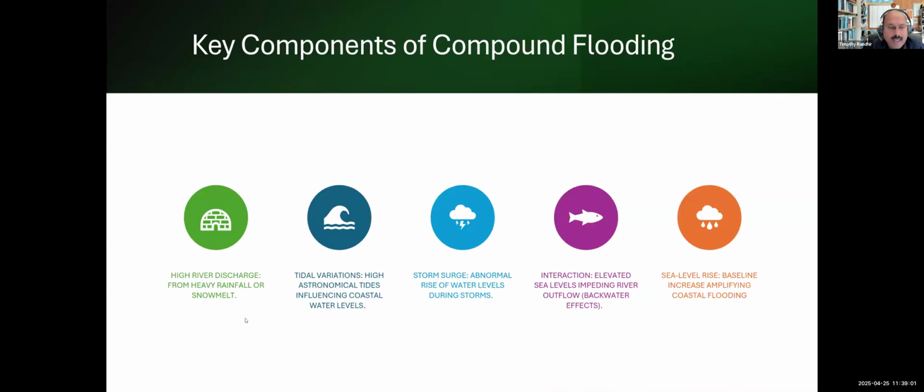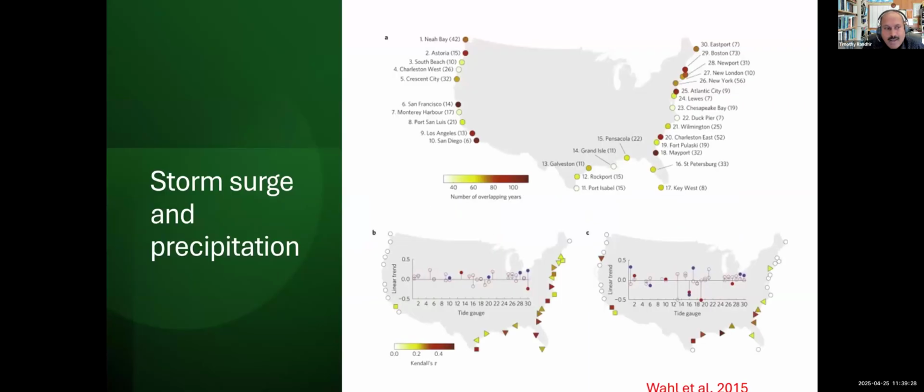So key components that we usually look for are some sort of river discharges, which are a high amount of variation in tidal fluxes, storm surges which are abnormal, and also the interaction between elevated sea level rises and backwater effects. And as we see, the sea level rise can actually change the baseline conditions for coastal flooding.